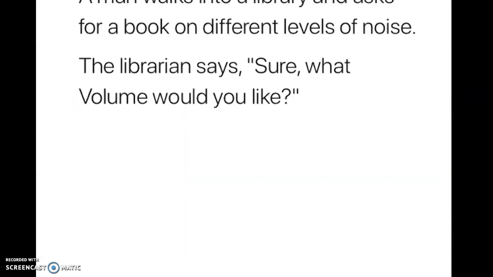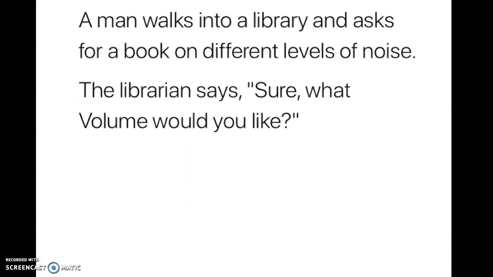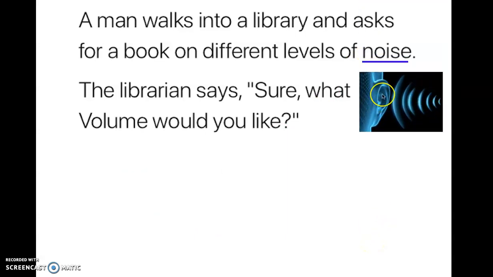All right, last one. A man walks into a library and asks for a book on different levels of noise. The librarian says, sure, what volume would you like? Well, our key word here, one of them is going to be noise. Noise is all of the sound that we hear, right? The noise.